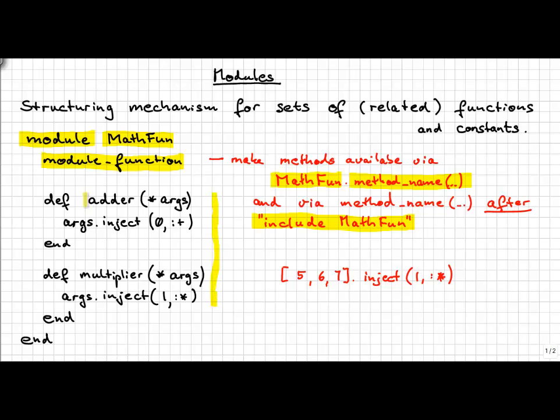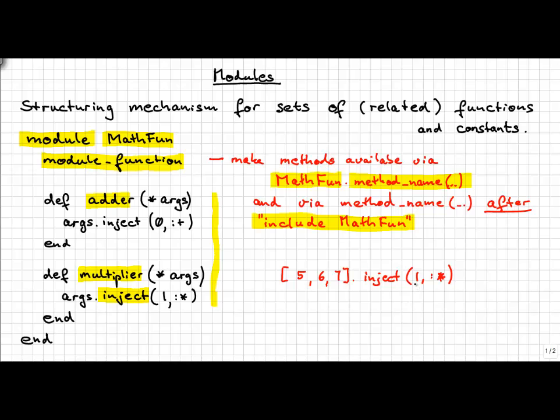Here I've defined an adder function which is supposed to add all its arguments and return that value, and I've defined a multiplier function which is supposed to multiply all its arguments. And to make this work, I've used a new function from the Ruby standard library. It's called inject, and it functions much like what you've seen with reduce earlier in the screencast.